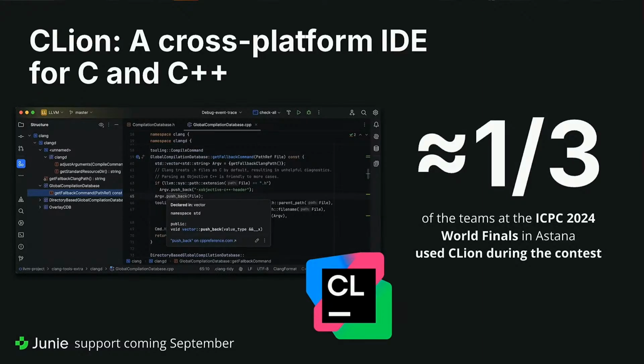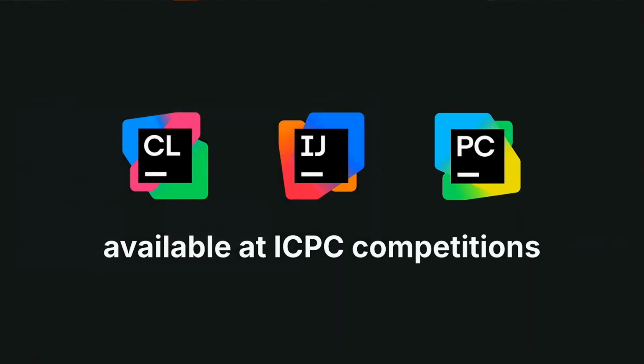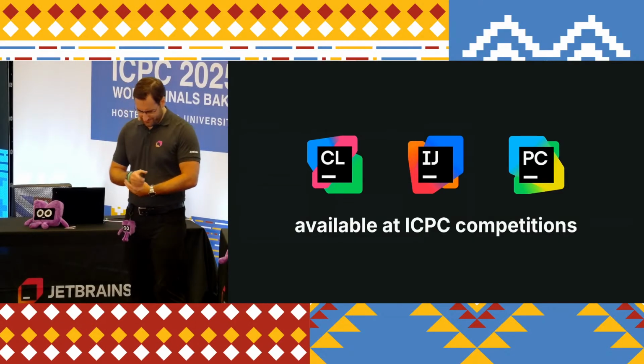The core thing that's probably most interesting for you is CLion. Once more, it's getting Junie support later this year, but it's probably interesting because if you look to your left or to your right, statistically, there probably sits someone there who might be using CLion, because one third of the teams in Astana during the World Finals actually used CLion, which is also just really exciting for us. So a big thank you to all the CLion users out there. We're glad that we can build tools that empower you. At all ICPC competitions, CLion, IntelliJ, and PyCharm are available for your competition needs.